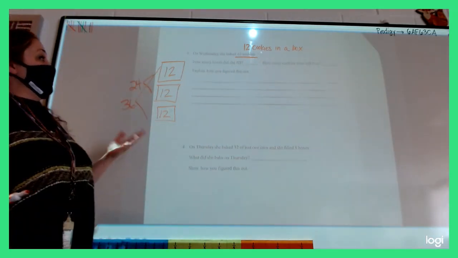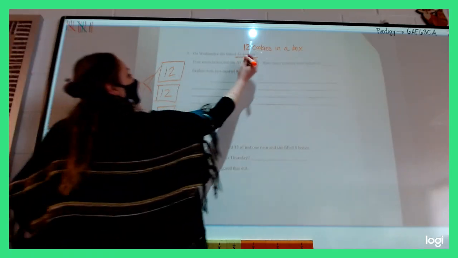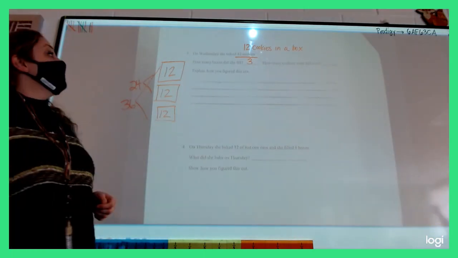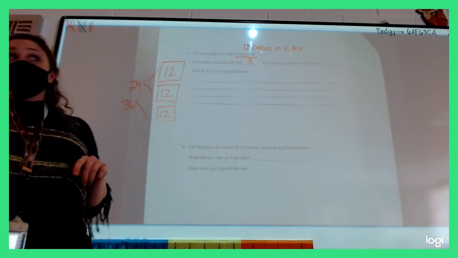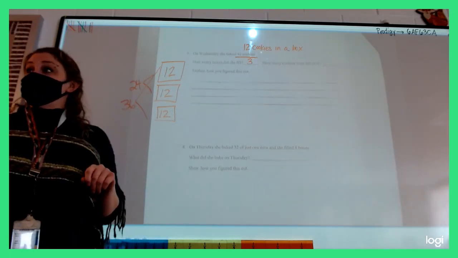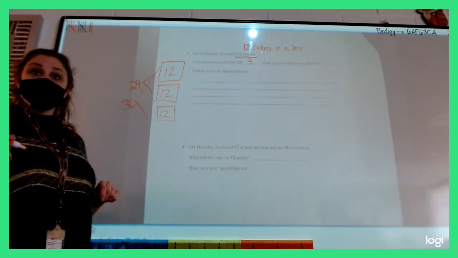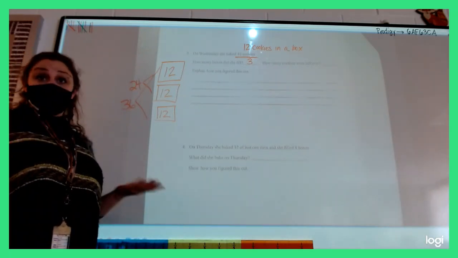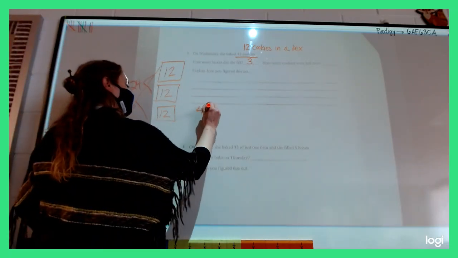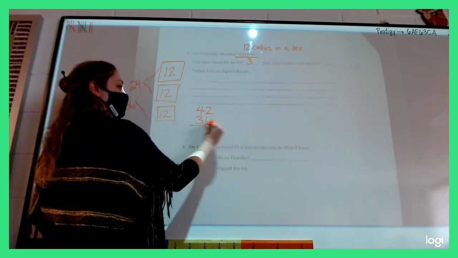So how many boxes could she fill? Emma? 3. Nice job. So she can fill up 3, but then we got leftover cookies, right? If we started with 42, and I could only fill 36, what math operation do we need to do to figure this out? Noah? The remainders or add or subtract. Right. So I've got 42 cookies total. We could only fit 36 into full boxes. So now I just want to know what's left over here.